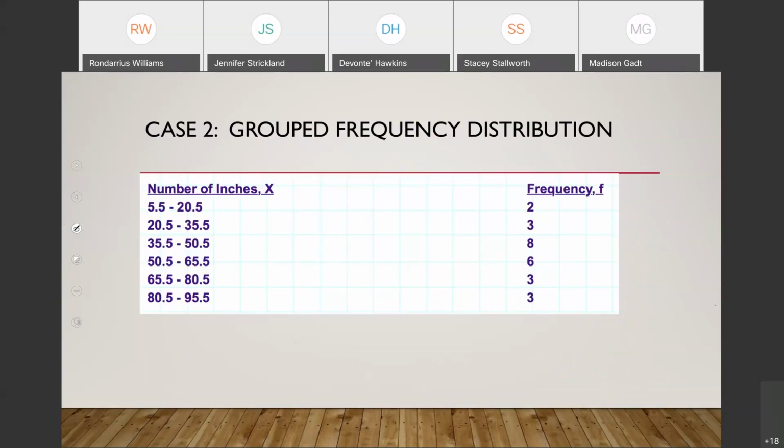So the second case is going to be where they give me a grouped frequency distribution, and they're asking us to calculate some of those things. Not all of them. We're only going to calculate the mean and the mode. So we're not doing all of them here, just these two for this particular type of example. Mean and mode are the only two that get calculated here.